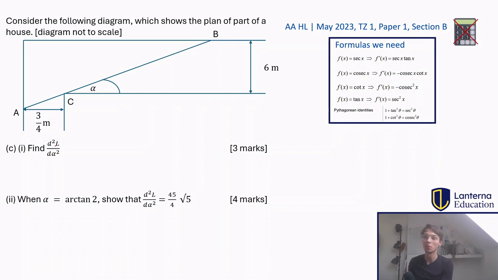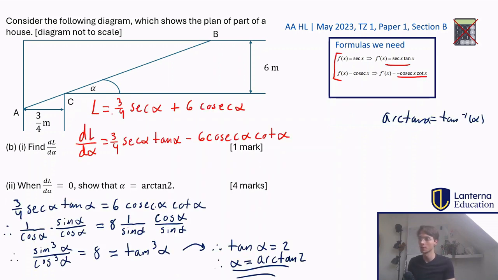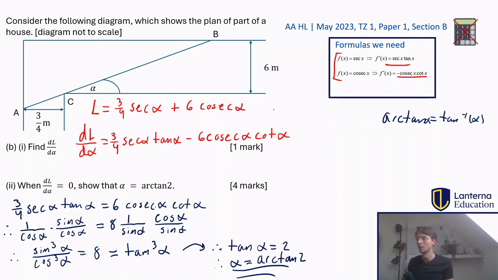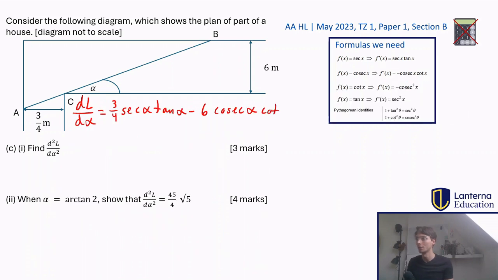We need to now find the double derivative of L. So we already had dL/dα, let me just write what it was before. Let's have a quick look. So I think that was 3/4 sec α tan α minus 6 cosec α cot α.